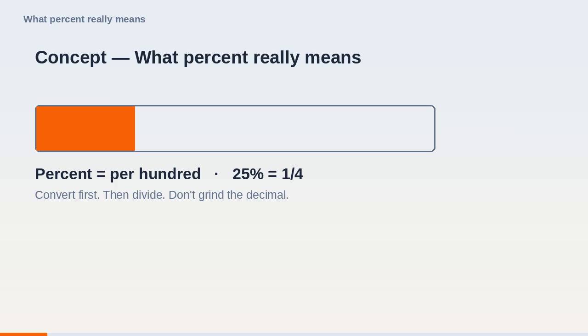So when they throw 37.5% at you, convert first. That's 3/8. Then divide. Don't grind the decimal.